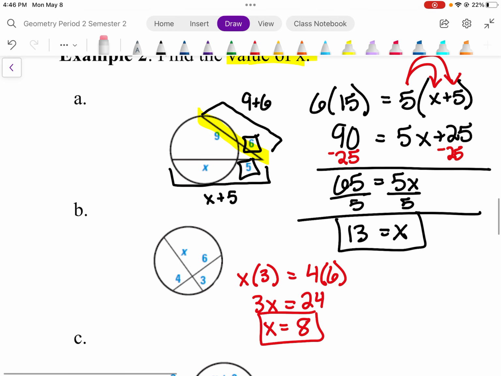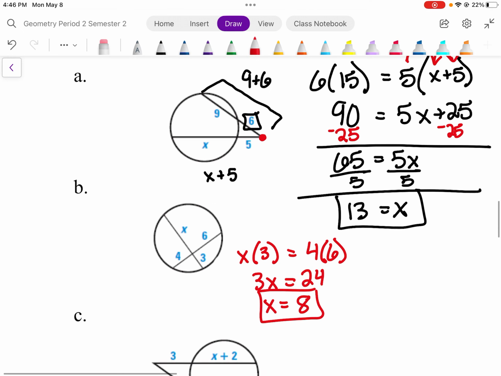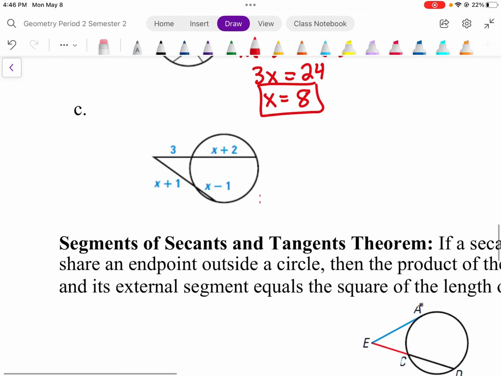So the difference between A and B is that A, this one, the two secants met outside of the circle. And in B, the two chords met inside the circle. So that's how you can tell the difference between those two types of problems.